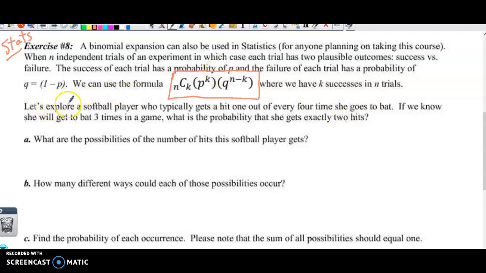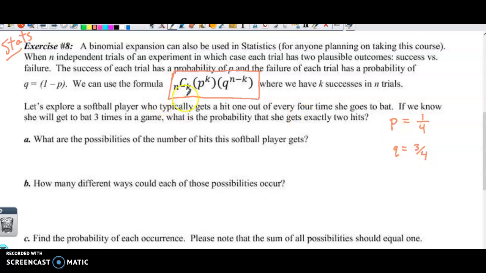So what I'm doing is I'm exploring a softball player who typically gets a hit 1 out of every 4 times she goes to bat. So the probability of getting a hit, that would be a success. So that's why it's a P. It would be 1 out of 4. Which means the probability of a failure, so she fails 3 times out of 4.